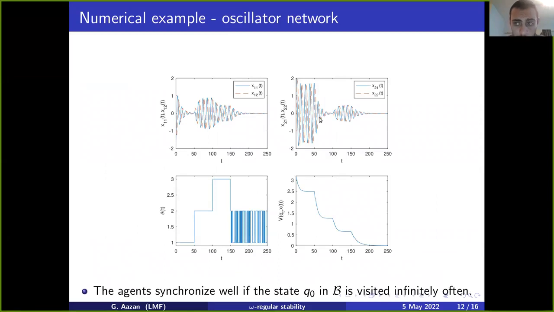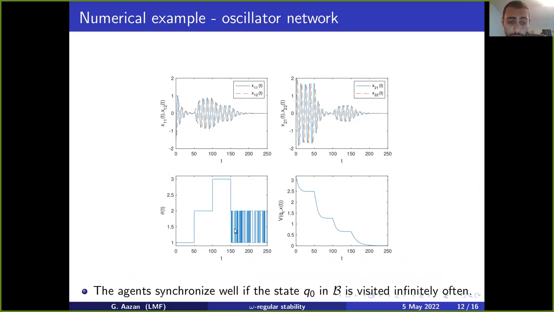Now if we simulate our work, if for instance we take theta to be 1, the communication channel between agents 1 and 2, we see that agents 1 and 2 are well synchronized. However, it's not the case for agents 2 and 3. Now, if we take theta to be 2, so there is a communication channel between agents 2 and 3, we see that these agents are well synchronized. However, it's not the case for agents 1 and 2.